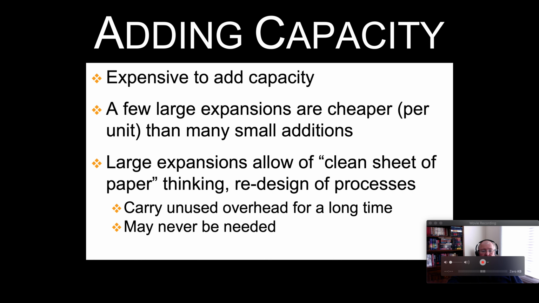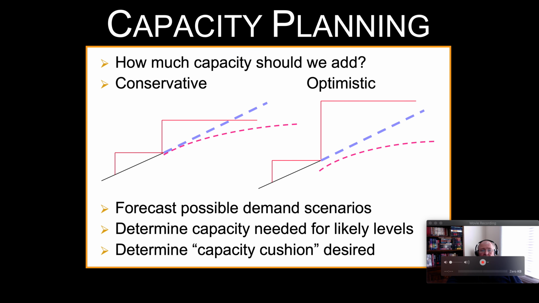So carrying unused overhead for a long time may never be needed, right? You may never need a large expansion, for example. You may never need to add capacity. You might be able to use what you've got in different ways. So capacity planning. You might look at a conservative approach versus a long-term versus an optimistic approach.